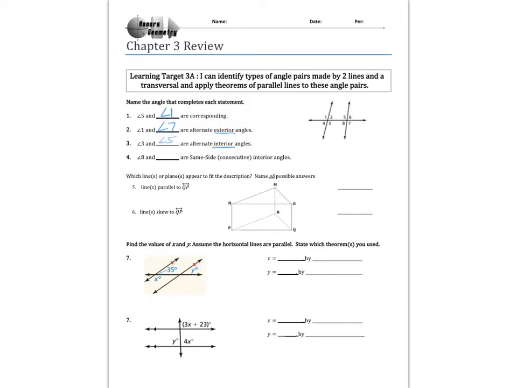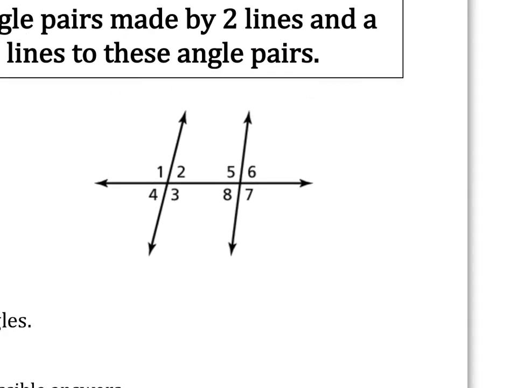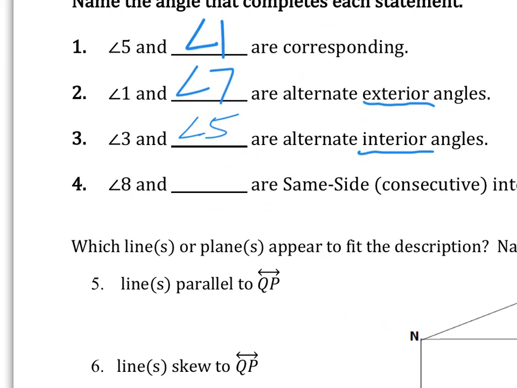So angle 8 is the same side interior angle. Angle 8 is the same side interior, so 8 is over here. And looking in the other group of 4, 3 is an interior angle. 2 is also an interior angle. But 3 is the one that's on the same side of the transversal. So 3 and 8 are same side interior angles, or the book calls them consecutive. But most people call them same side. So be ready to recognize those pairs.